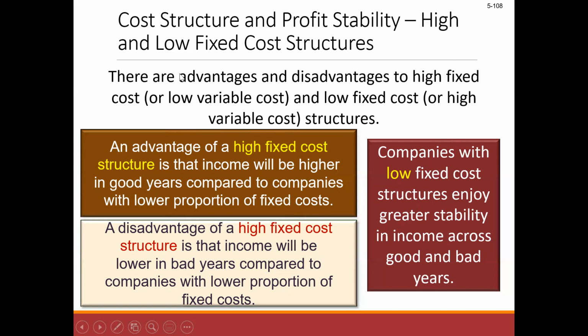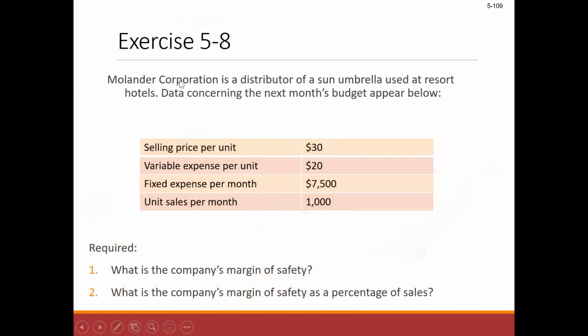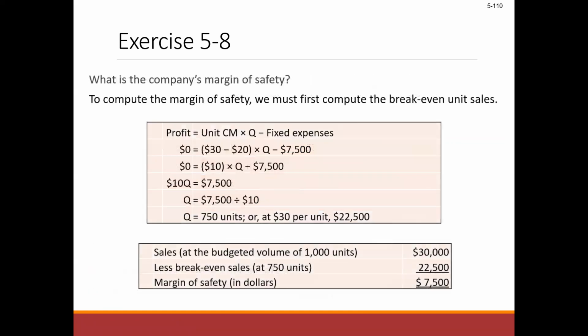Every company has its various cost structures. Molander Corporation is a distributor of a sun umbrella used at resort hotels. Data concerning the next month's budget appears below. We've got the selling price, the variable expenses, the fixed expenses, and the unit sales per month. What is the company's margin of safety and then margin of safety as a percent of sales?